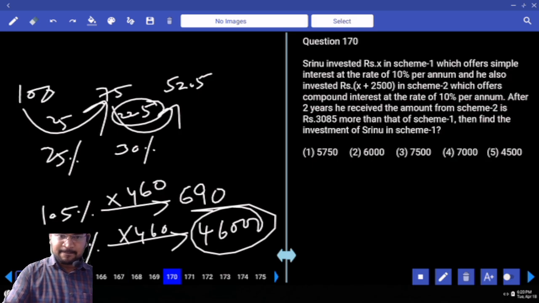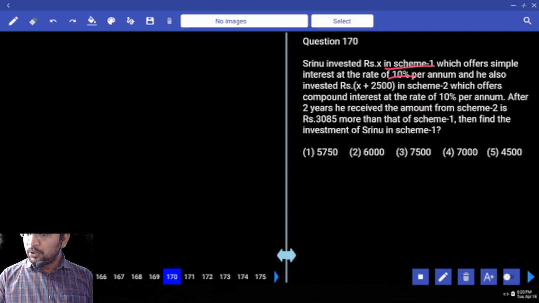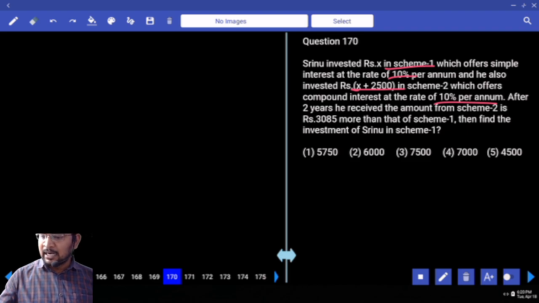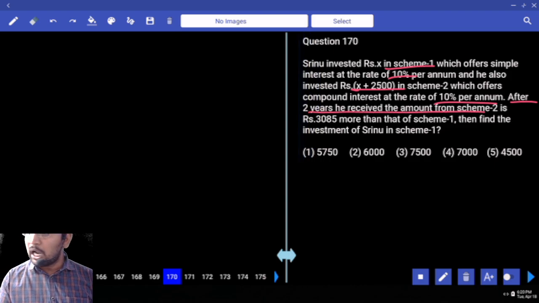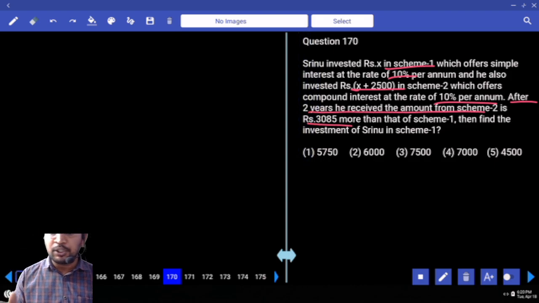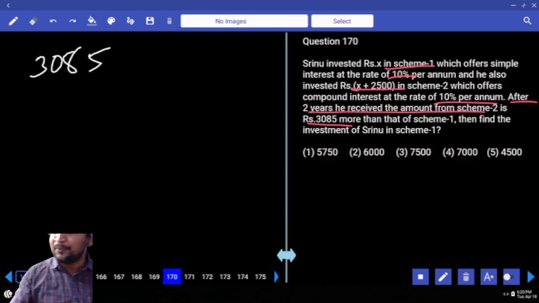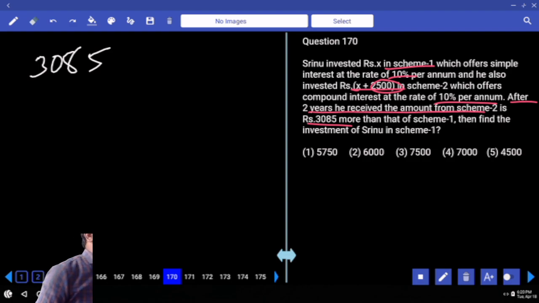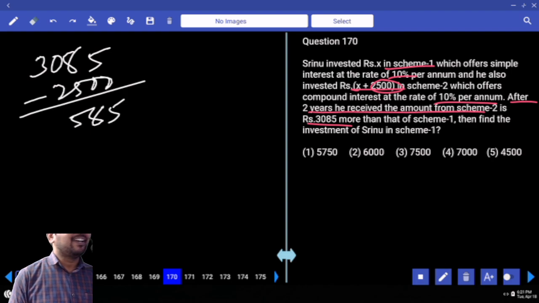Scheme 1 is 10% simple interest for 2 years. Scheme 2 is X plus 2,500 in scheme 2, at 10% compound interest. After 2 years he received in scheme 2 a total of 3085 more. Principal itself is 2,500 extra. Cut that 2,500. Remainder is 585.